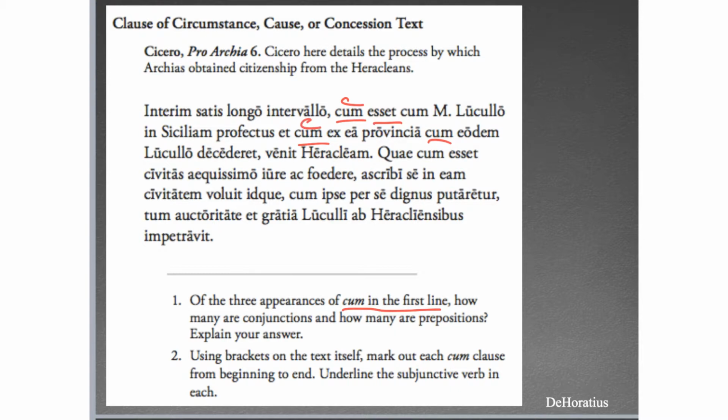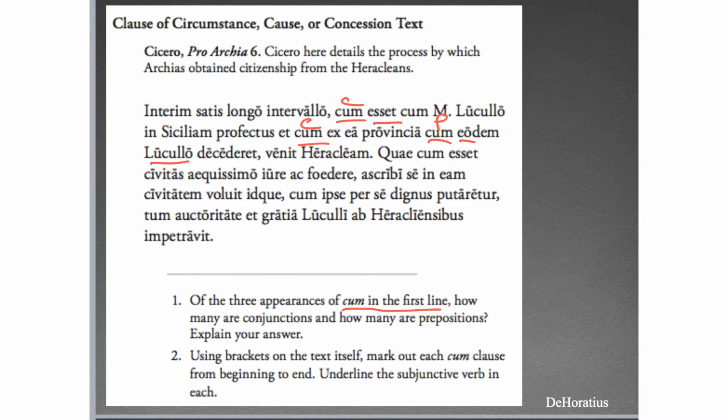Now the third one, cum is followed by an ablative. That, on the other hand, is seriously going to suggest that cum is a preposition. So again, cum itself is not going to tell you, but the context around it is going to help. So mark out each cum clause, this is number 2, from beginning to end, underline the subjunctive verb in each.